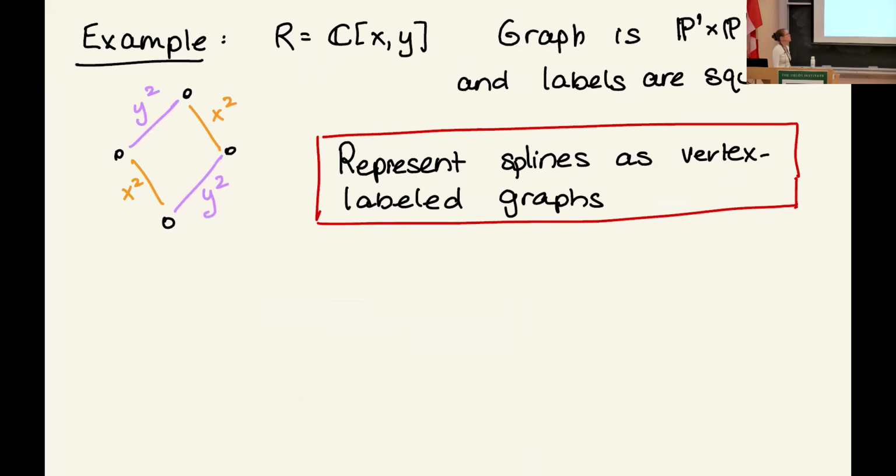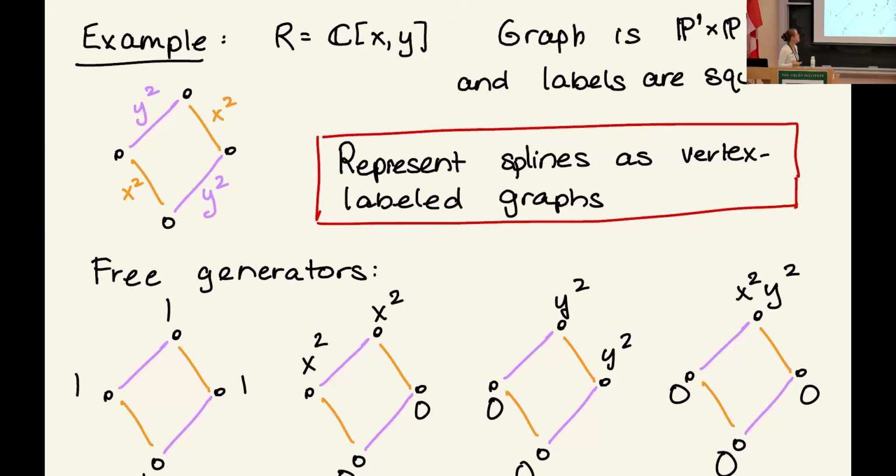So I want to show an example of non-freeness. This is not that example. So this is an example of the graph P1 cross P1. The labels are going to be squared. And I'm going to represent my splines just by drawing the graph and ticking some labels on the vertices. So here's a set of free generators.